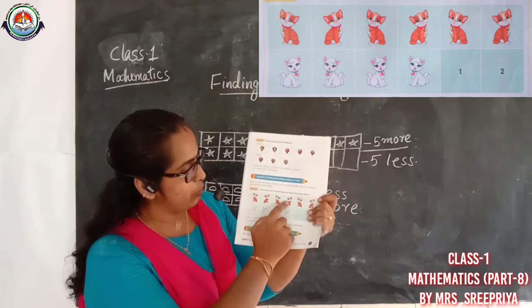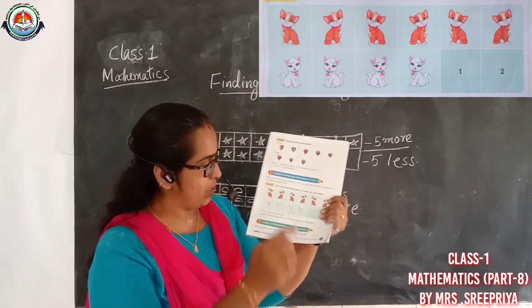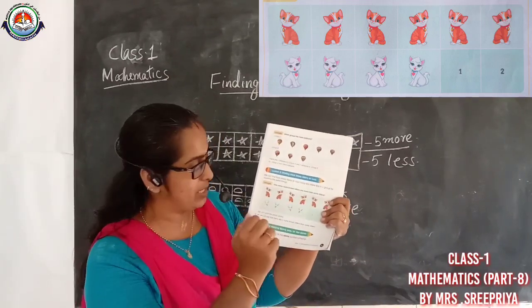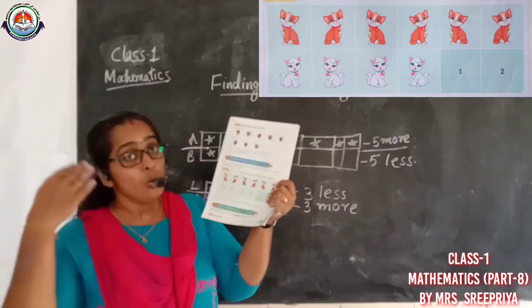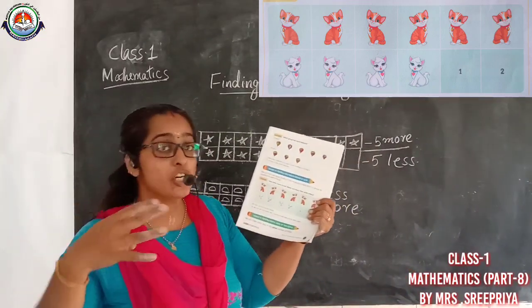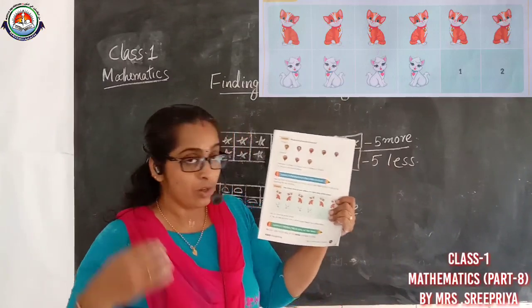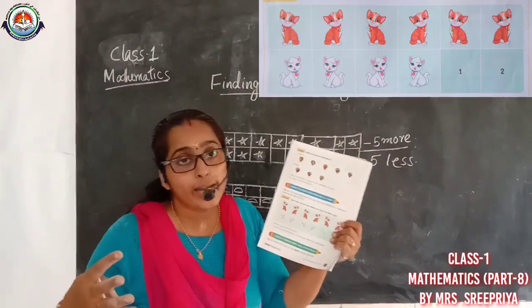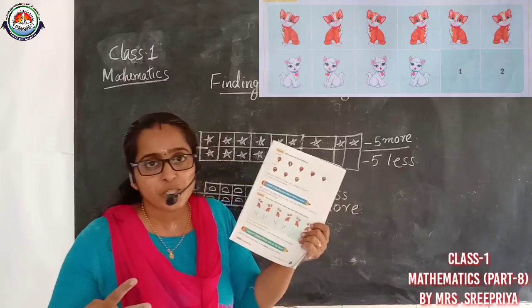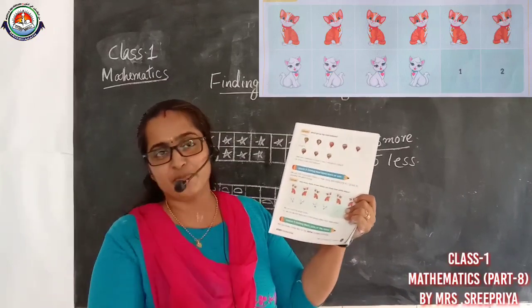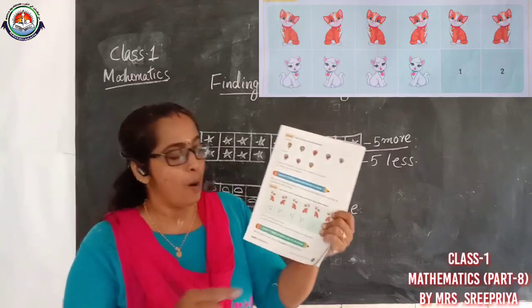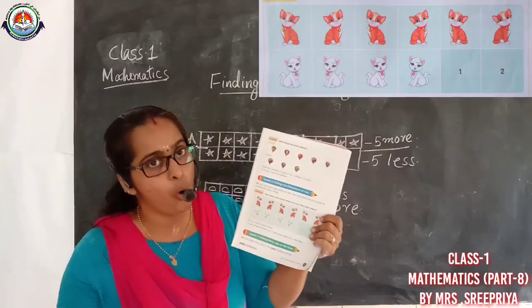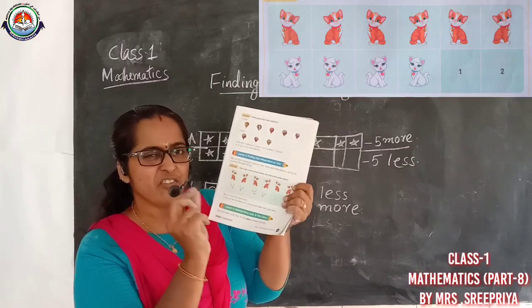1, 2, 3, 4, 5, 6 brown color. How many white color kittens are there? 1, 2, 3, 4 white color. So, which kitten is more in number? Brown or white? Yes, who told that answer? Very good. Brown color kitten is more. But white color is very less only.